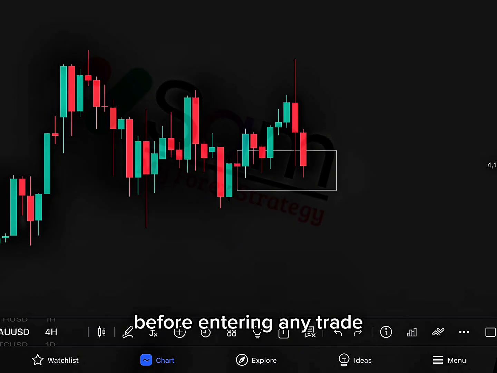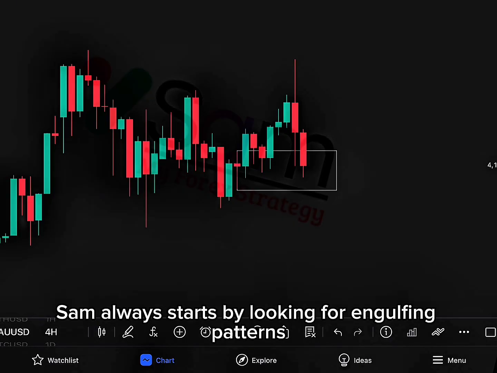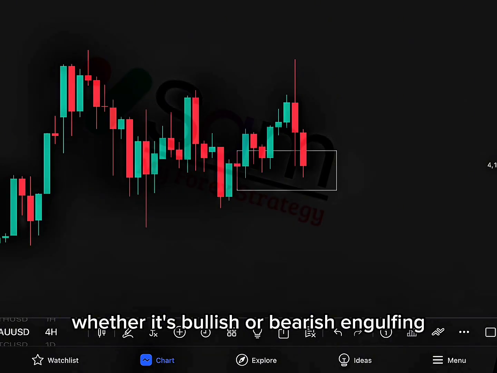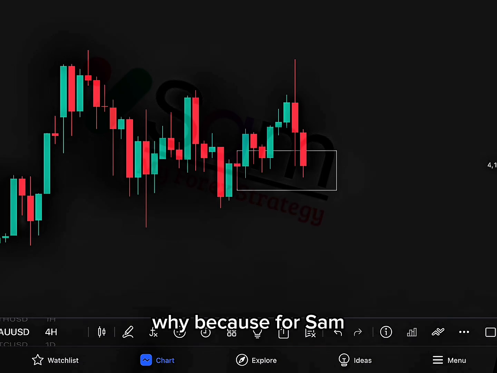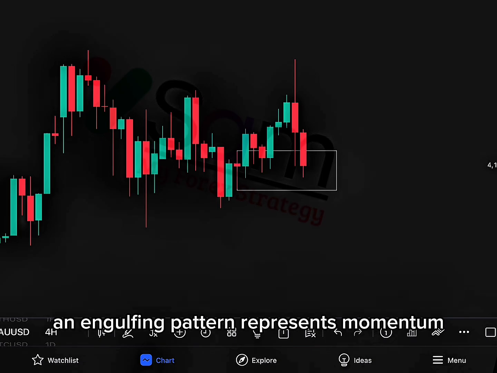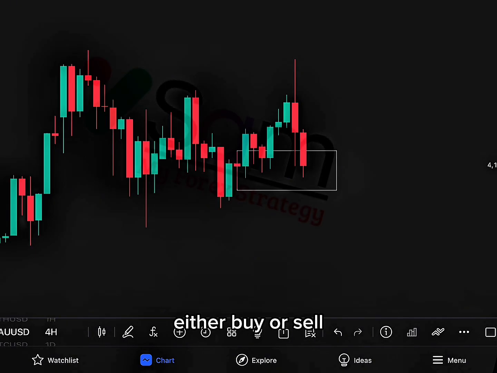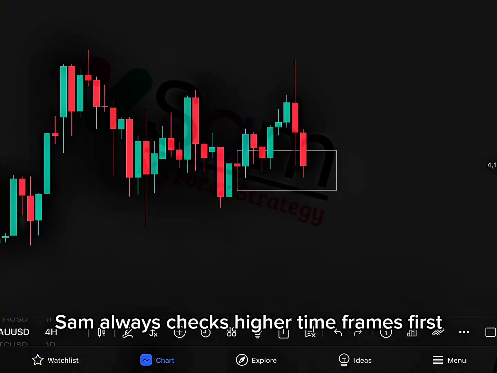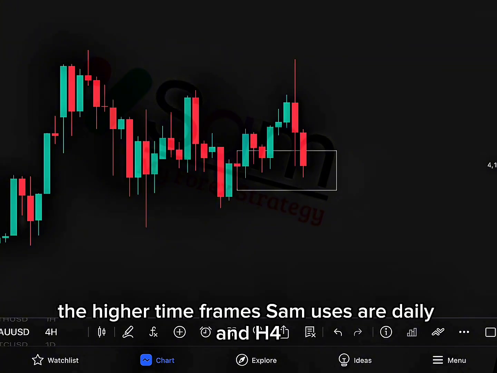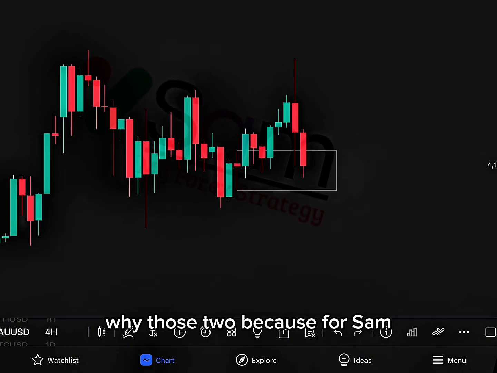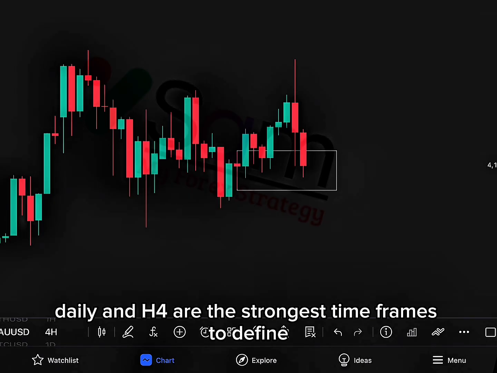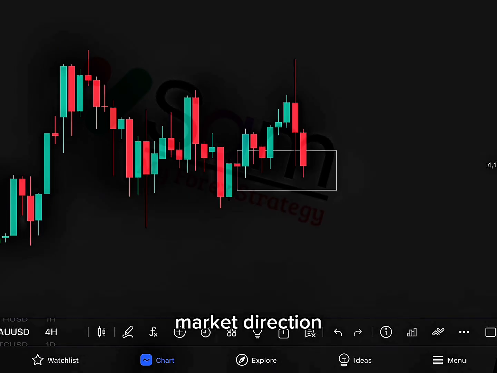Before entering any trade, Sam always starts by looking for engulfing patterns, whether it's bullish or bearish engulfing. Why? Because for Sam, an engulfing pattern represents momentum. It's a signal that an opportunity may be forming, either buy or sell. Sam always checks higher time frames first. The higher time frames Sam uses are daily and H4. Why those two? Because for Sam, daily and H4 are the strongest time frames to define market direction.